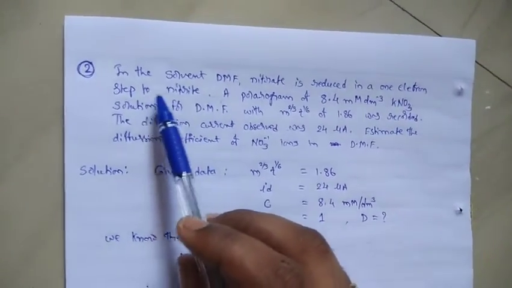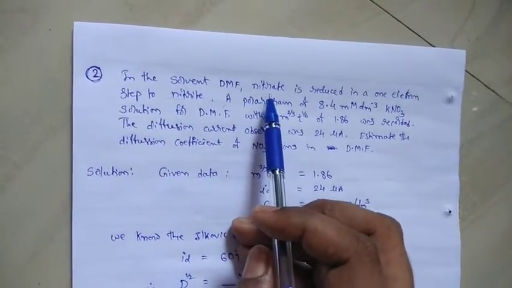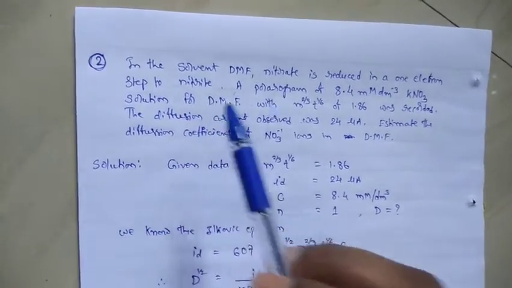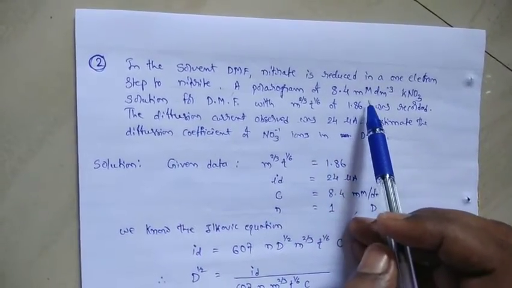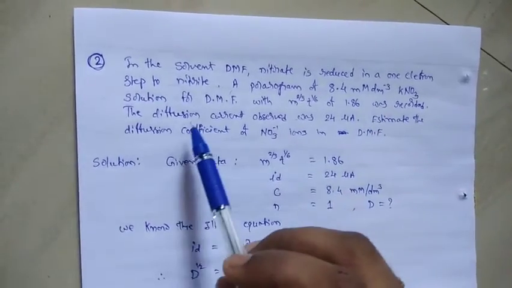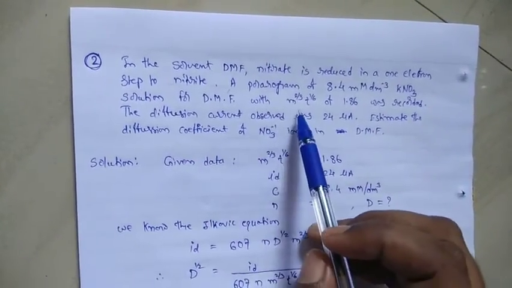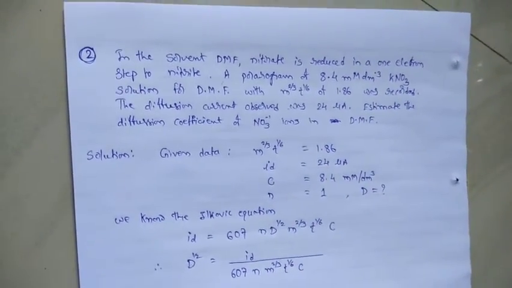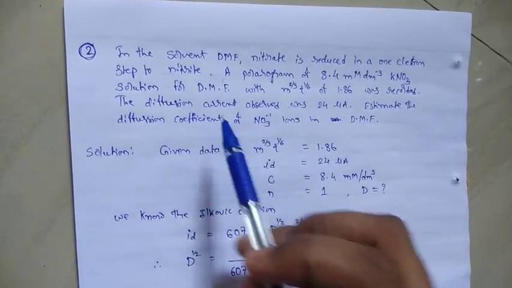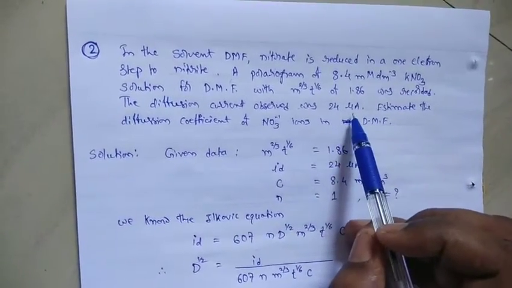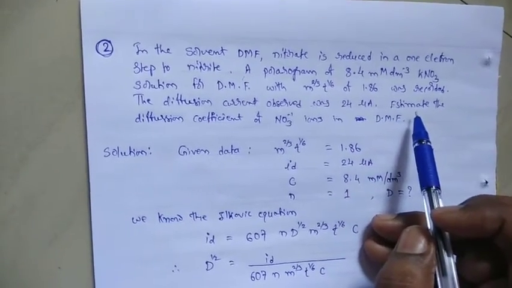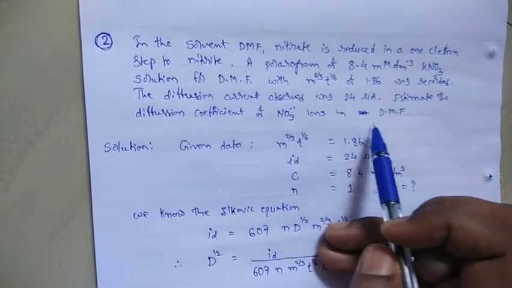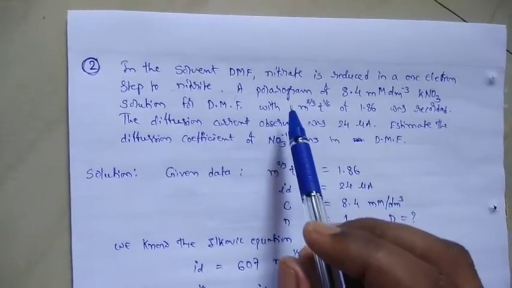The next numerical is: in the solvent DMF, nitrate is reduced in a 1 electron step to nitrite. A 8.4 millimole per dm cube potassium nitrate solution in DMF, with a capillary coefficient of 1.86, was recorded. So the diffusion current observed was 24 microampere. So we have to calculate the diffusion coefficient of nitrate ions in DMF. So this is the numerical, or you can say the problem.